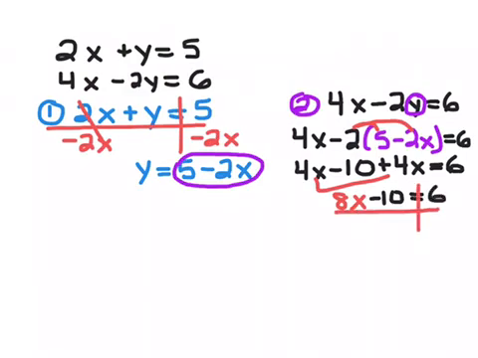Using our inverse operations to isolate, adding 10 to both sides of the equation, results in 8x equals 16. Divide by 8 to undo multiplication, resulting in x equals 2.